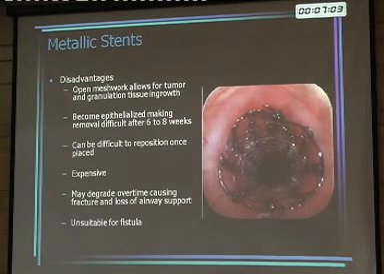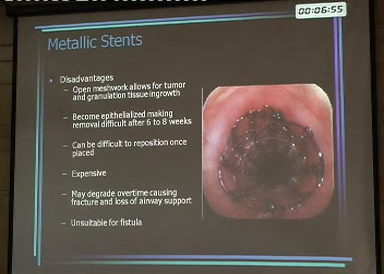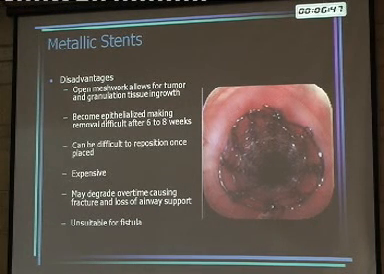The disadvantages are, of course, it's a mesh, so tumor can grow through them and lead to obstruction. They gradually become epithelialized within the bronchial wall. That means that you can't remove them after a while. So that's a major problem if you want to remove the stent, as I'll show you later. They're also very expensive. In the United States, they cost $1,500 per stent.